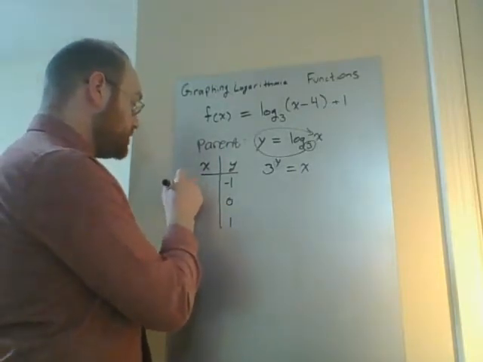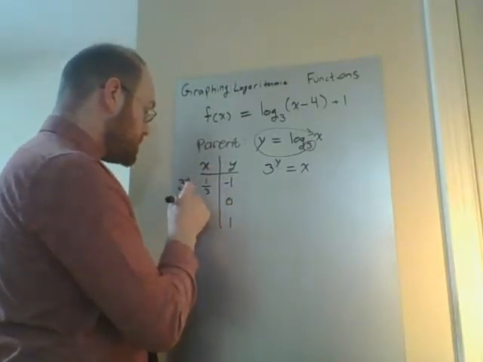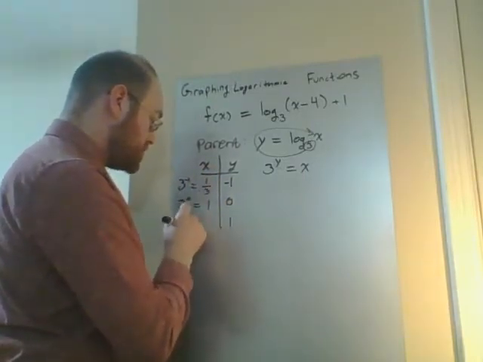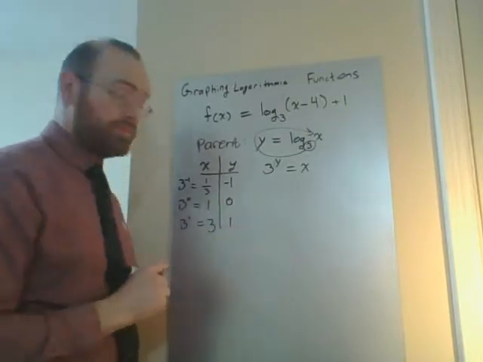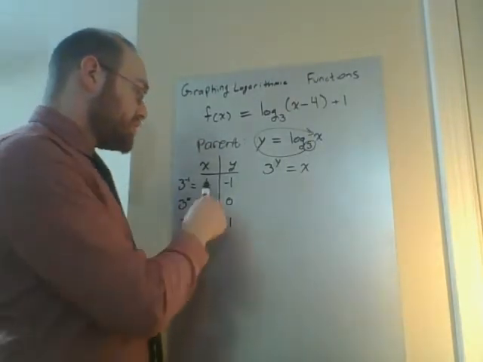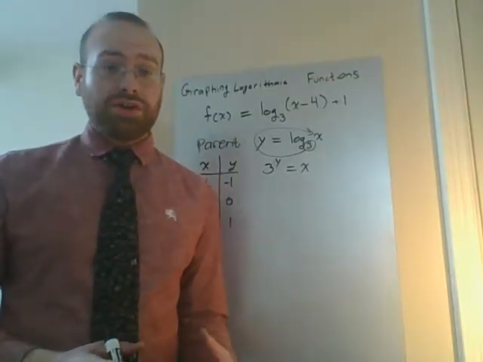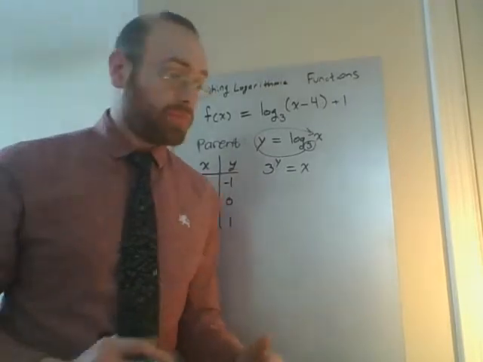So 3 to the power of negative 1 is 1/3. 3 to the power of 0 is 1. 3 to the power of 1 is 3. Now, that's a lot easier to do than trying to think, what are nice values that I can plug into logarithms? Because unless we're working with a calculator, it's not going to work out well.